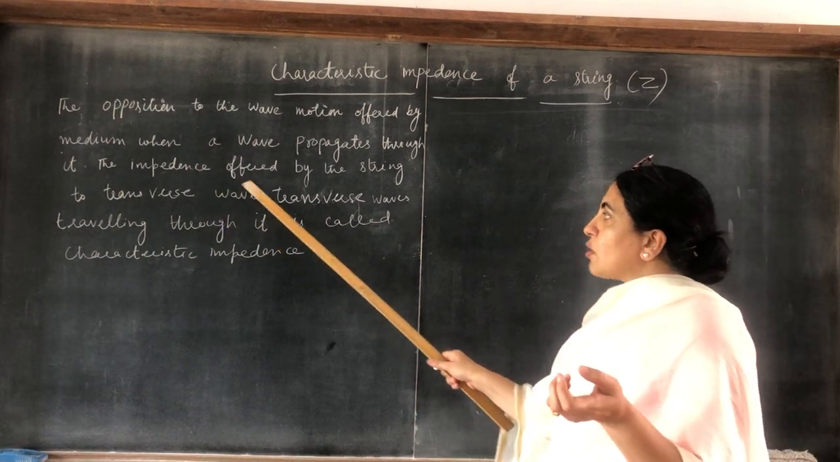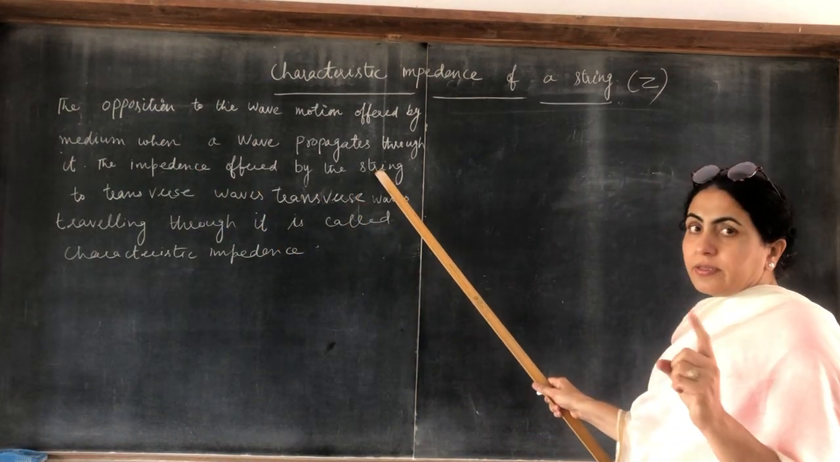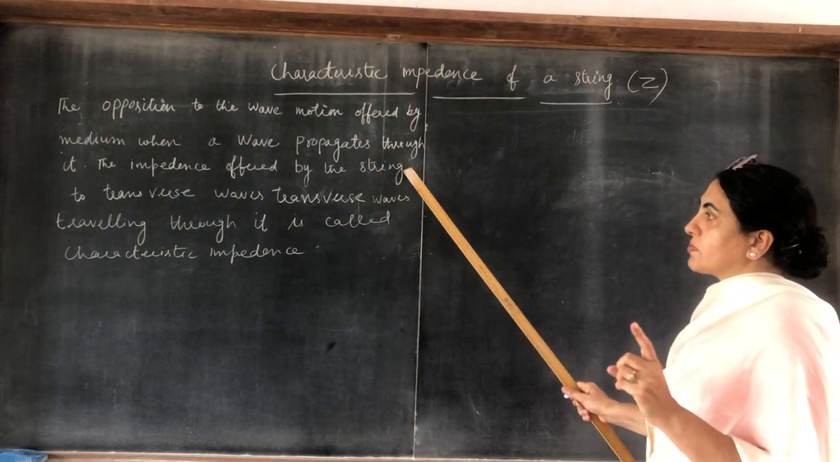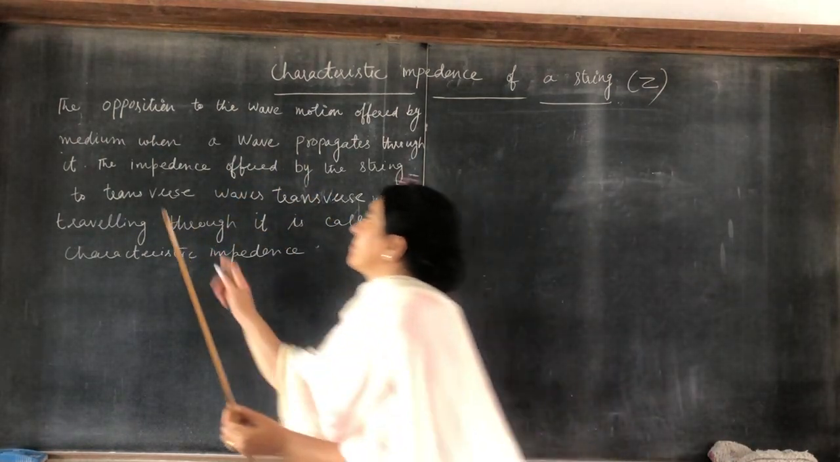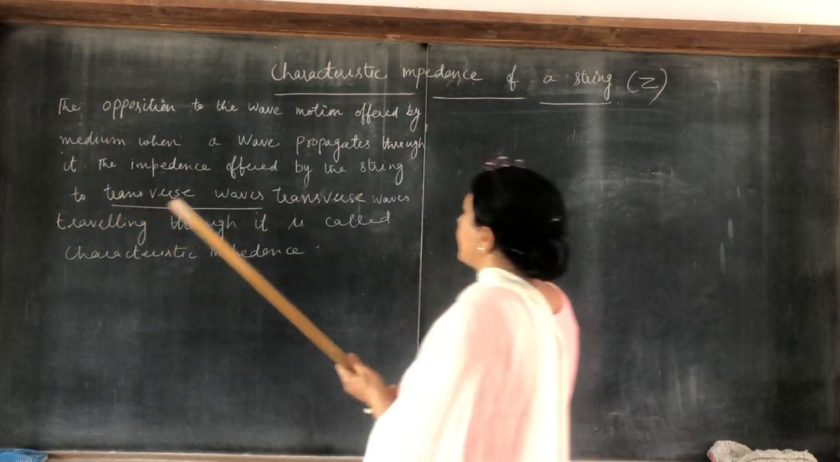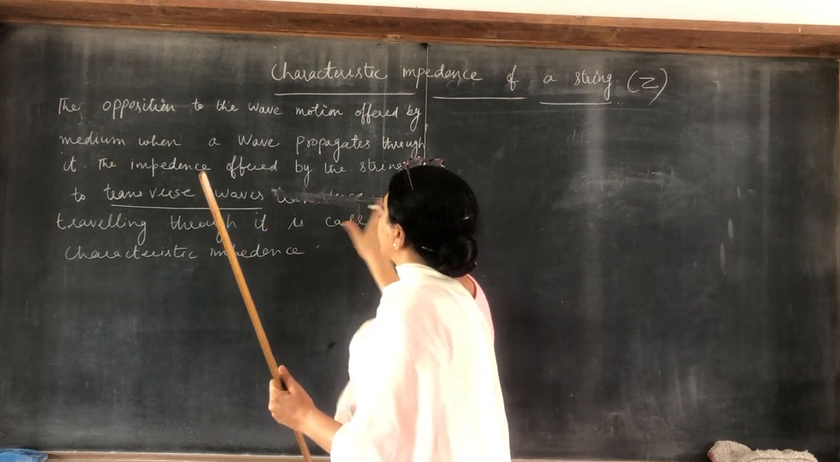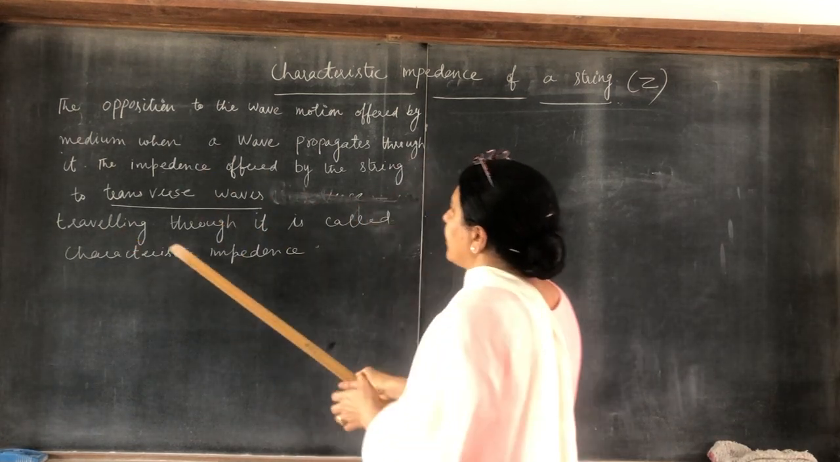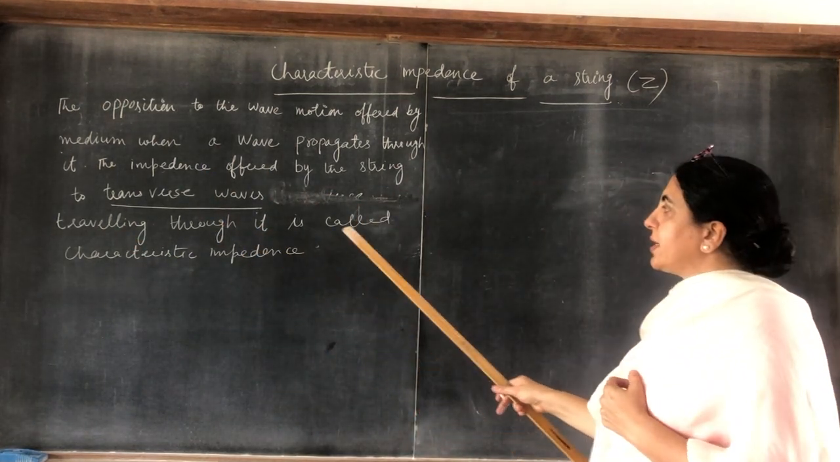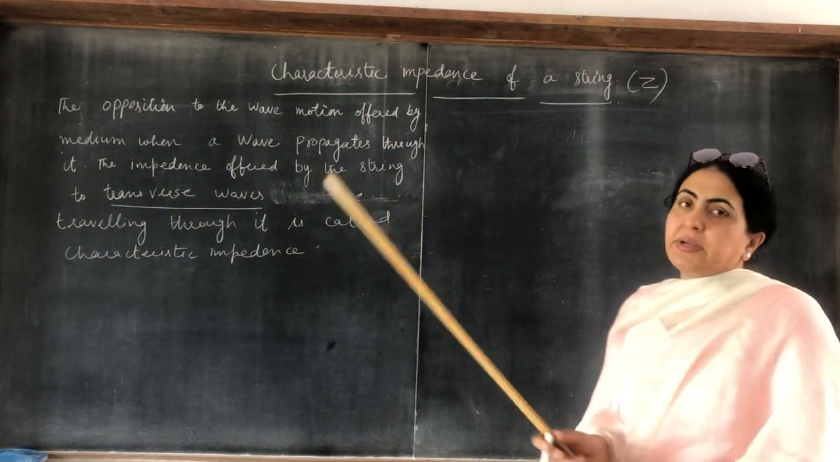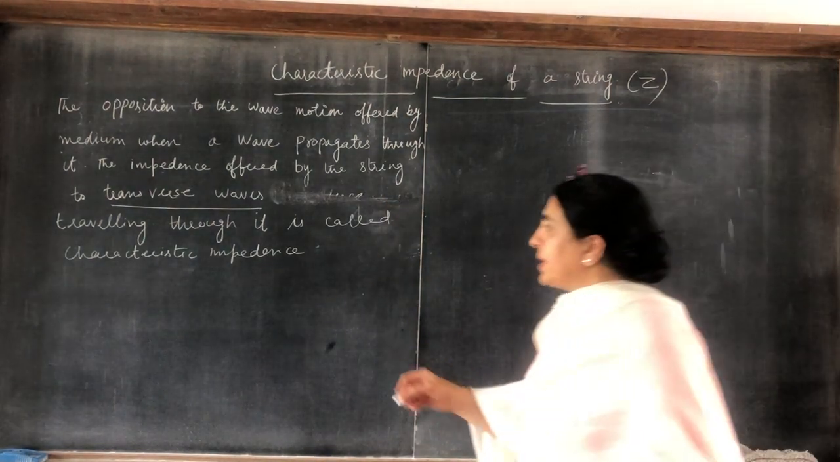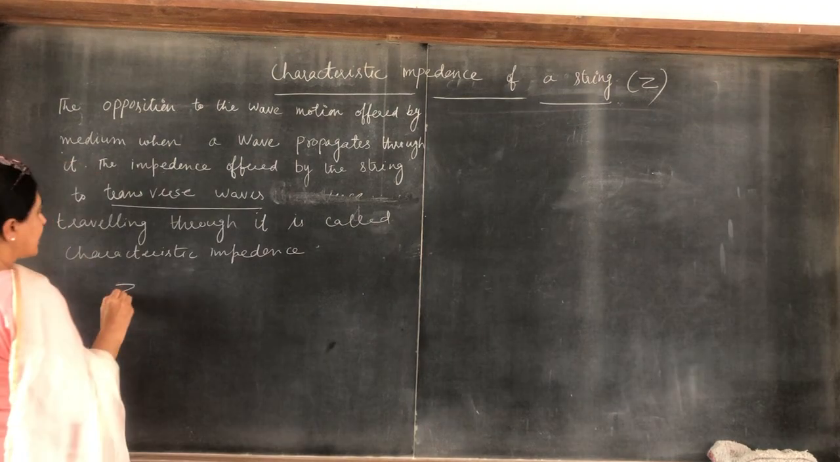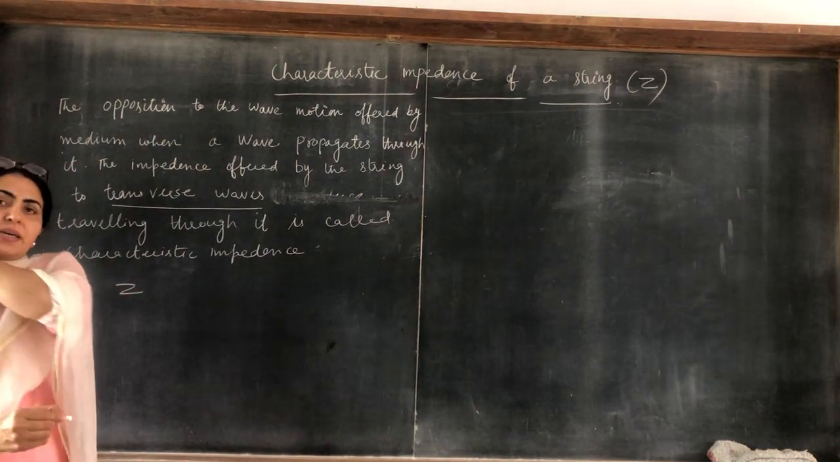The impedance offered by the string to transverse waves traveling through it is called characteristic impedance. And it is represented by Z.